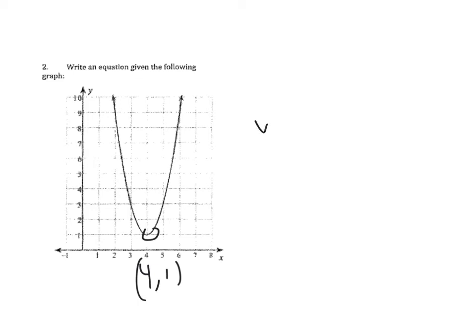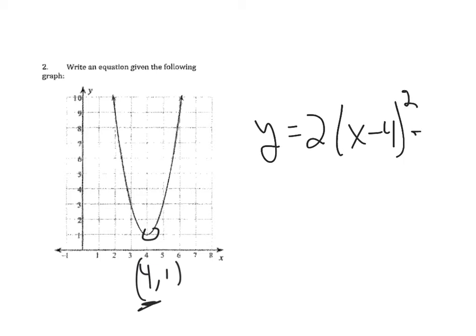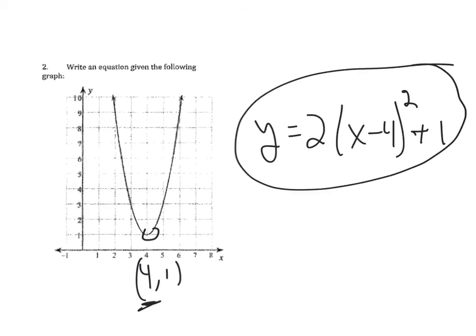So y equals, or f of x equals 2. There's the vertical stretch. It's positive because it opens up. x minus 4, you take the x coordinate and drop it into the formula, squared, don't forget the squared, and then plus 1, not minus 1. So there's the graph of that function. Or there's an equation for that function.